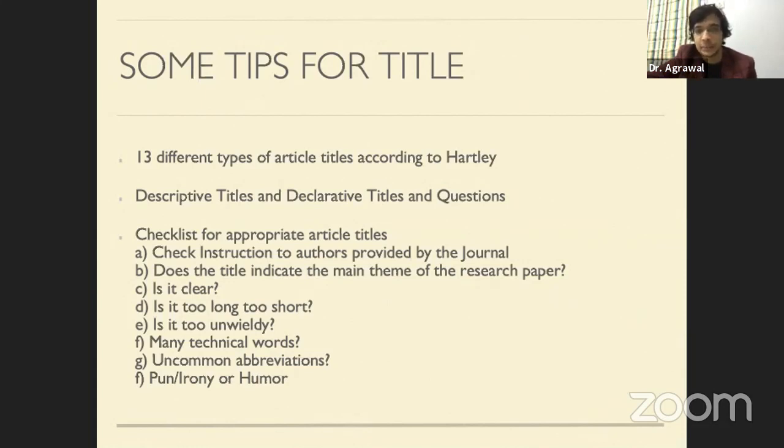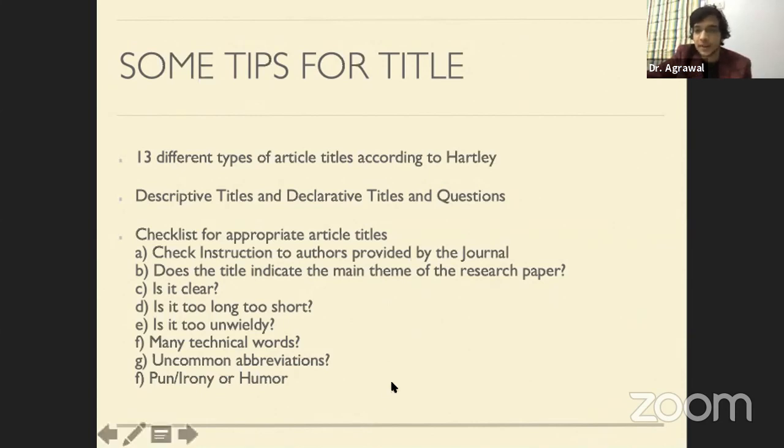Does it indicate the main theme of the paper? Is it clear, too long, too short? Uncommon abbreviations, like if I'm abbreviating, say, femur neck fracture as FNF, I mean, if a person's reading it, 80% of them won't know what it is just because I've used this abbreviation. So don't use it, unless there are certain common abbreviations like DNA, RNA, TB that you can use, but don't use some abbreviation that you only have mastered or made.